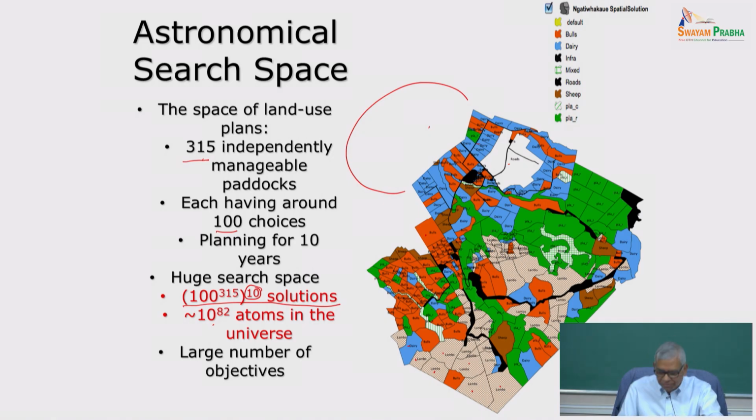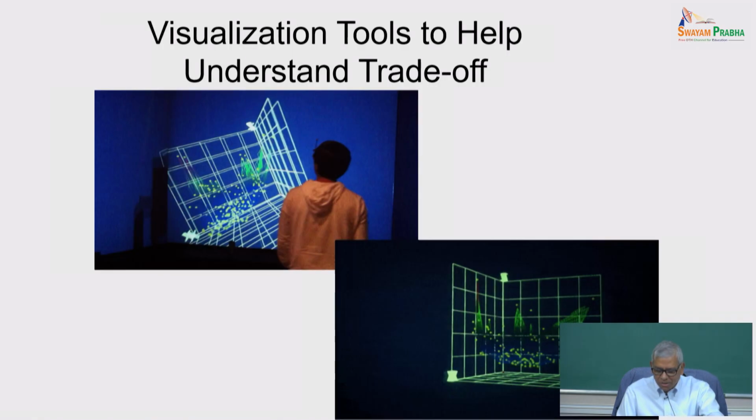You can't enumerate everything. Many problems in practice go to that kind of number. So we need a smart algorithm which will look at only a fraction of these solutions and get to a good solution. It need not be optimum, but a good solution that is better than what they have now. But what are the objectives?